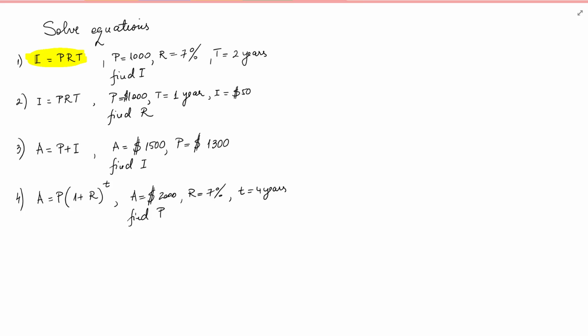So an equation actually contains letters, numbers, operations, and an equal sign. If we start with I equals PRT and then replace what is given to us, P is given as 1000, so instead of P, I'm going to put 1000, times R, which is given as 7%. I'm going to change this 7% into 0.07, because 7% means 7 divided by 100, which is 0.07. We deal with the decimal. And then T is given to be 2 years, so times 2.